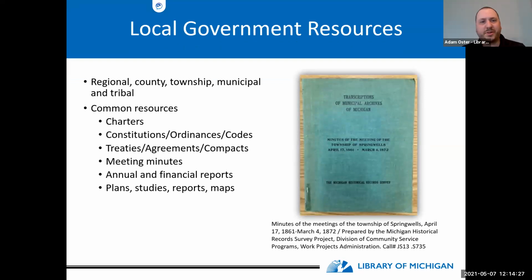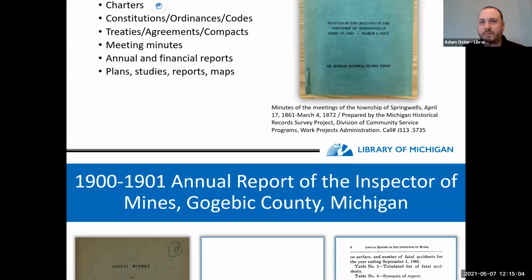Other local government resources: beyond state and federal, we try to get regional, county, township, municipal, and tribal. Common resources that we try to get our hands on are township and city charters, constitutions, ordinances and codes, treaties, agreements, and compacts, meeting minutes if they've been compiled, annual and financial reports, plans, studies, reports, and maps. All these different things we try to include in our collections if they have a Michigan connection.